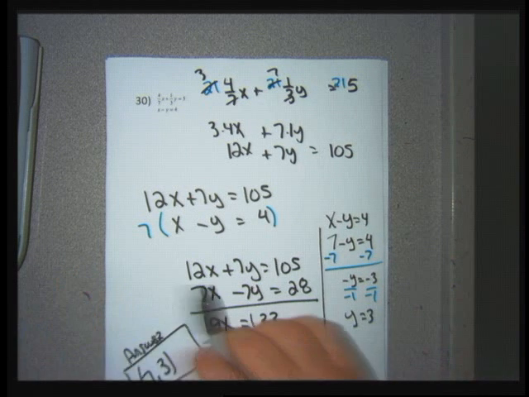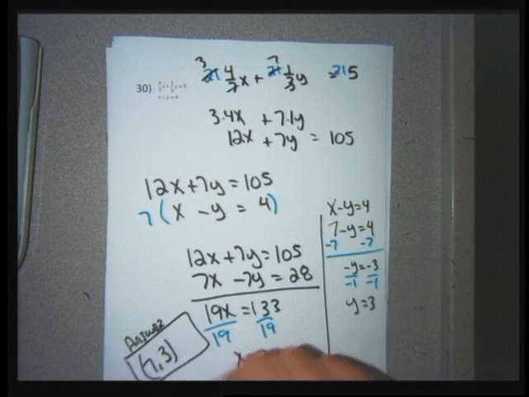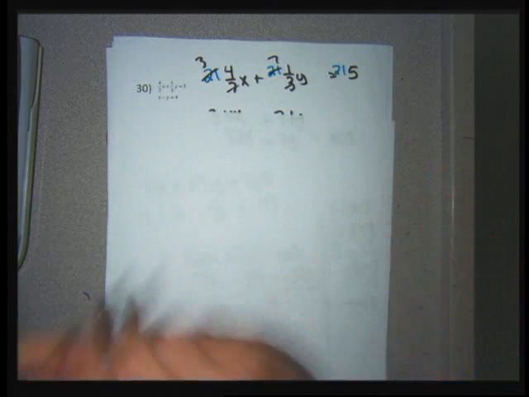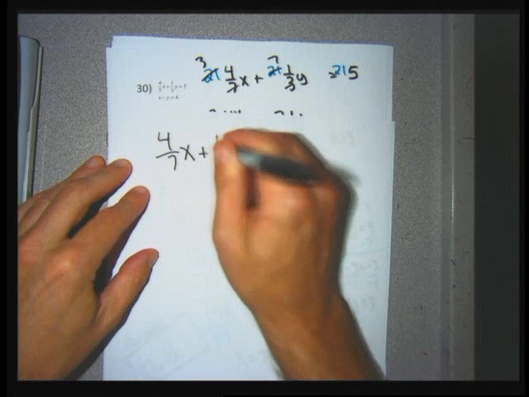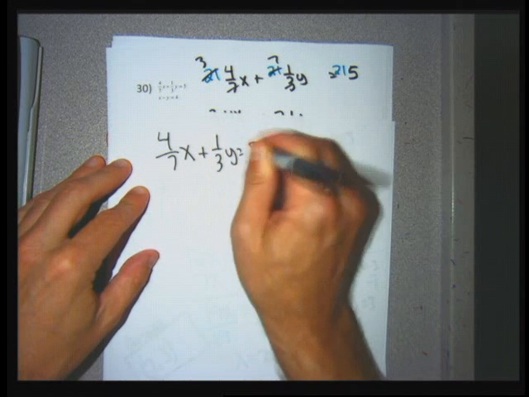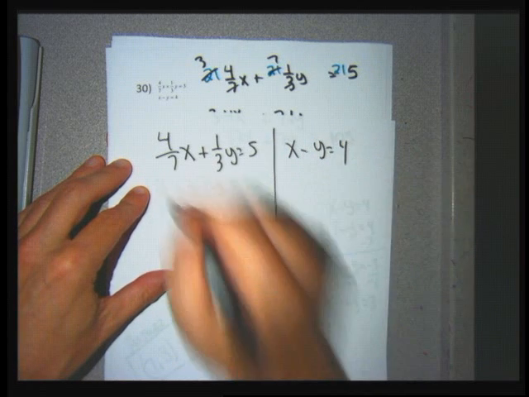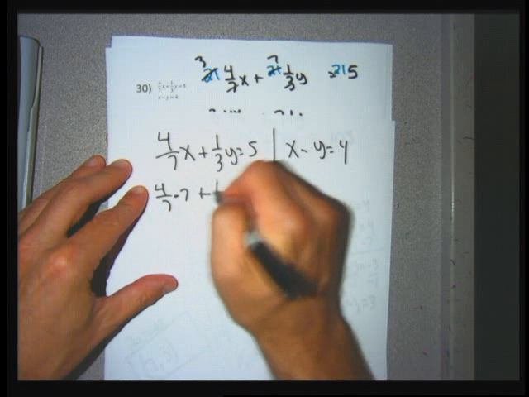Again, I should check, because anytime I solve, especially something that starts off with a fraction, I should make sure my answer is right. So I'm going to go to the original problem before I tweaked it and plug in 7 for x. So the original problem, 4 sevenths x plus 1 third y equals 5, along with x minus y equals 4, supposed to be x equals 7, y equals 3.